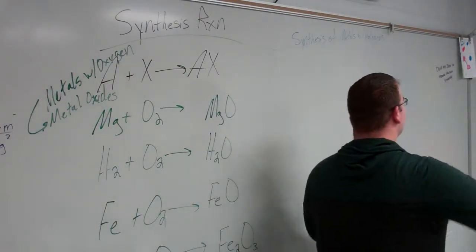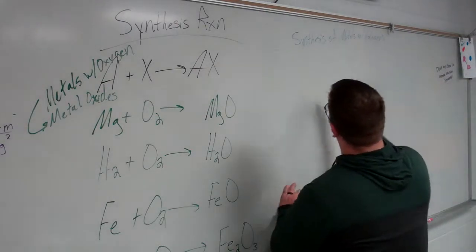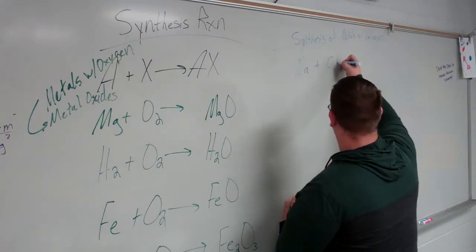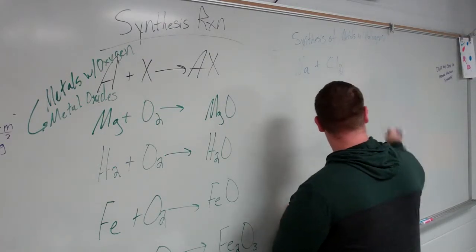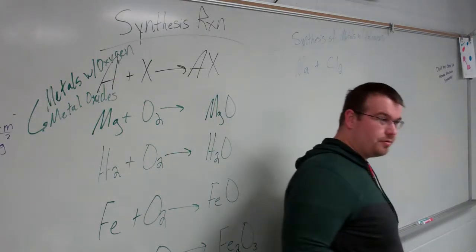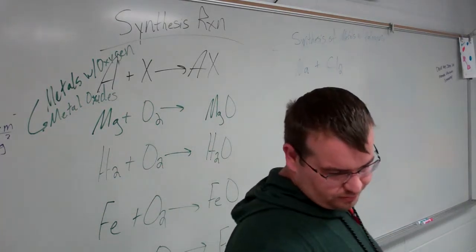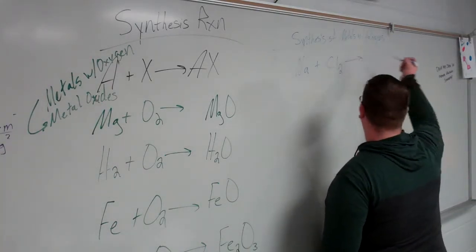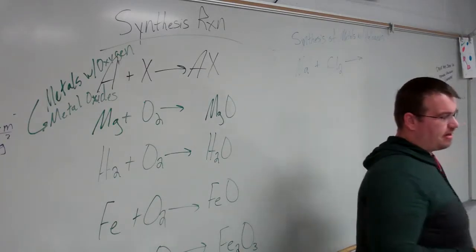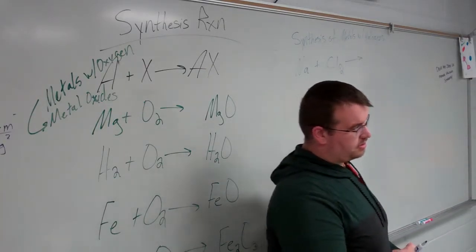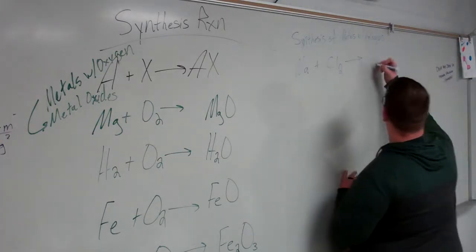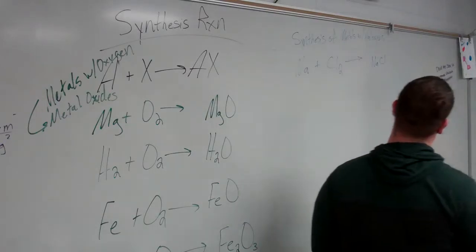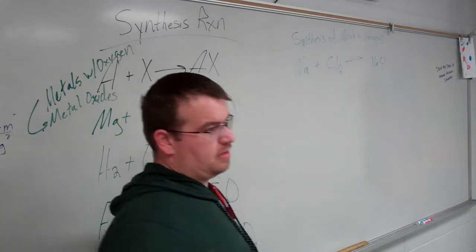So in this case, if I looked at you and I told you we had sodium with chlorine. It's Cl2. Why is it Cl2? Diatomic. It reacts to make what? In a synthesis reaction. Sodium chloride, which is NaCl. It's your table salt.